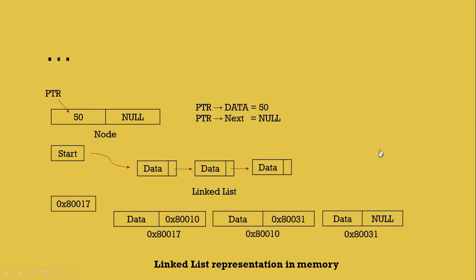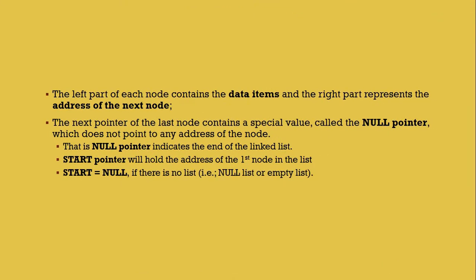Same is true. This node stores the address of this node. The last node link field has stored null pointer. So in a linked list we have two pointers. The start pointer, which stores the address of the first node, and null pointer, which points to nothing. This indicates that the node which stores null pointer is the last node in the linked list.